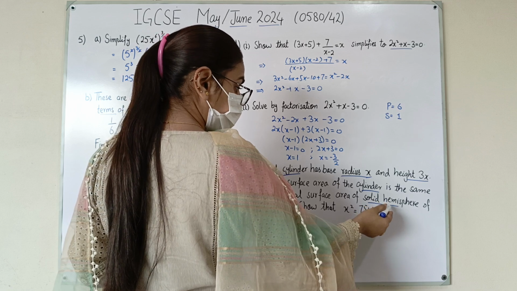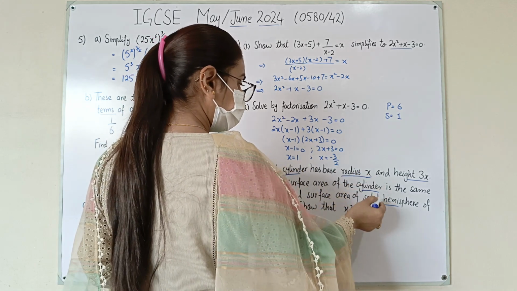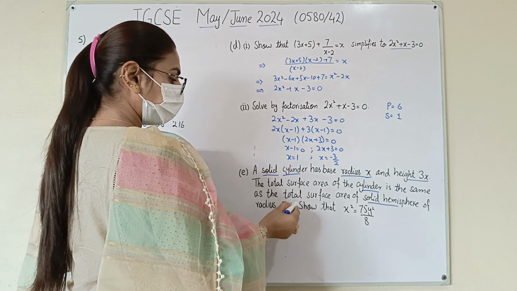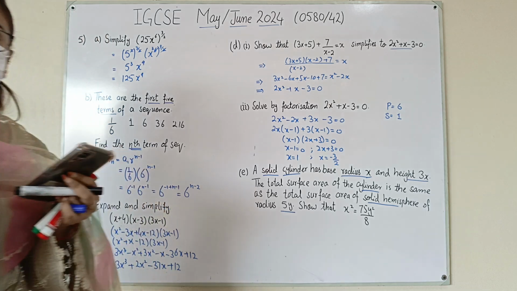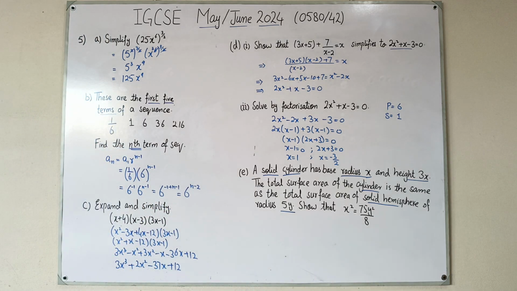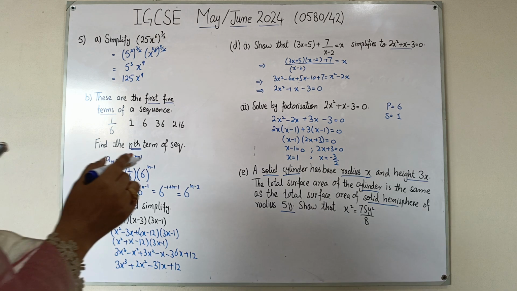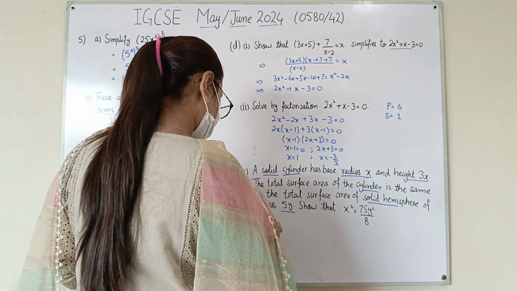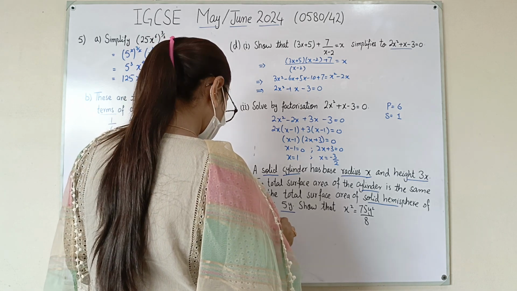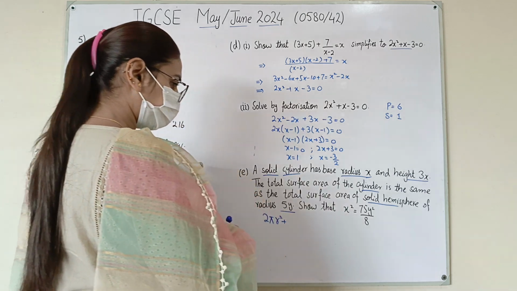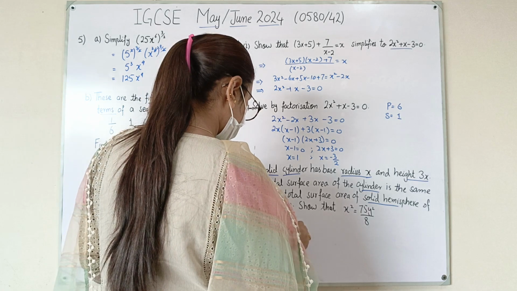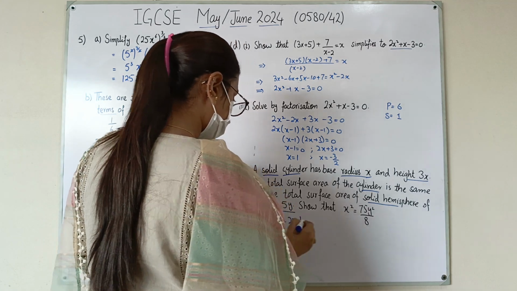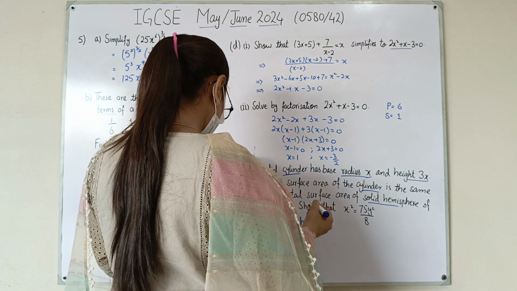The radius for the solid cylinder is x, whereas the radius for the hemisphere is 5y. What is he asking from you? He is asking you to show that x square is equal to 75y square by 8. Since we know that, here we are going to use logic like this. 2 pi r square plus 2 pi r h. I'm discussing the left side for the solid cylinder, and the right side will be for the solid hemisphere. This is the total surface area of the solid cylinder.